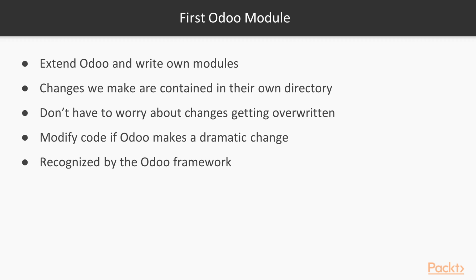The primary advantage to this point is that when Odoo modifies their source code with patches or bug fixes, we do not have to worry about our changes getting overwritten. Also, while we may still need to modify our code if Odoo makes a dramatic change to their source code, there is a reasonable chance that the changes required will be minimal. Each module in Odoo has basic requirements for it to be properly recognized by the Odoo framework and installed. Once we successfully install our module, then the framework will extend Odoo with the appropriate functionality.